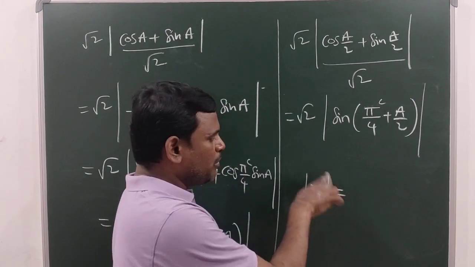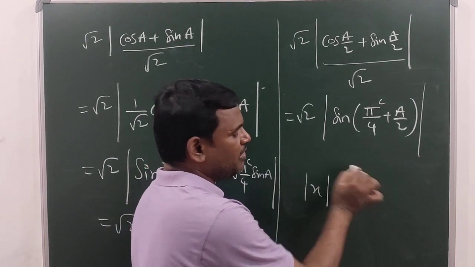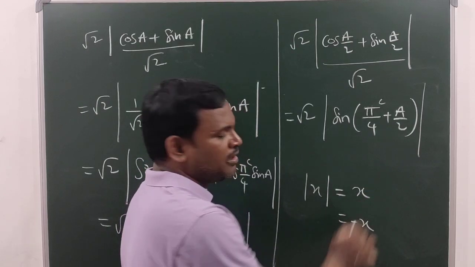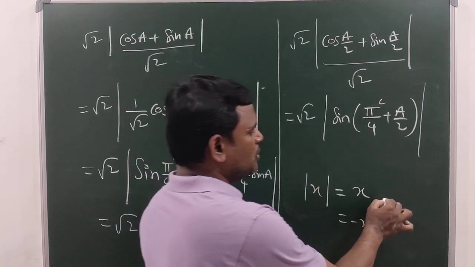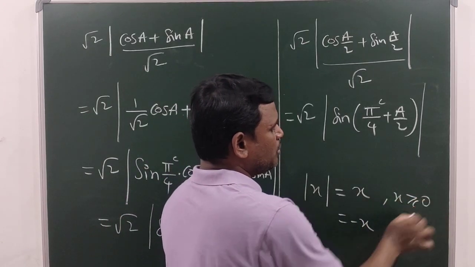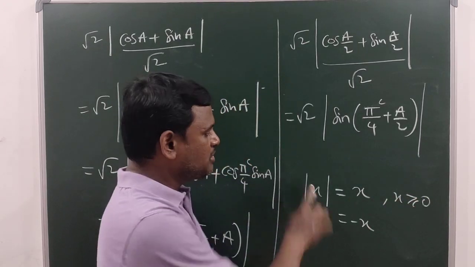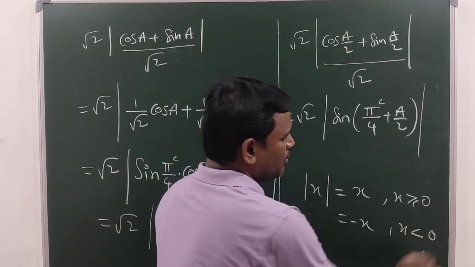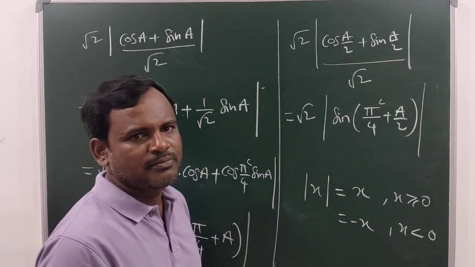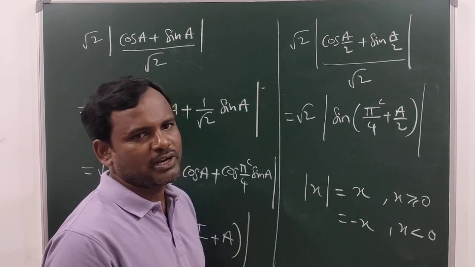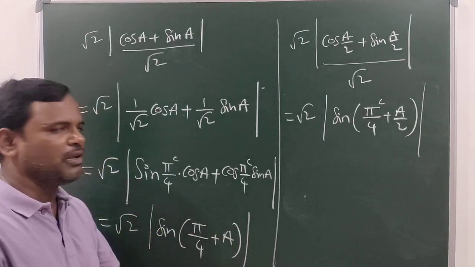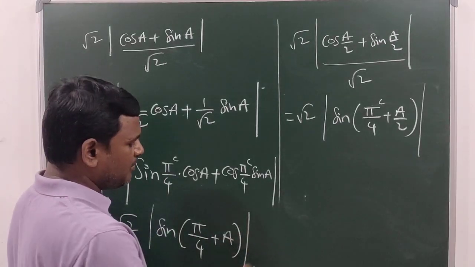Mod x. When you want to remove this mod x, in some interval it is going to be positive, in some interval it is going to be minus x, you know. So when x is greater than or equal to 0, you have to take this mod x as x. When x is negative, you have to take mod x equal to minus x, you know. But here, when you open the mod symbol, what you have to write here?